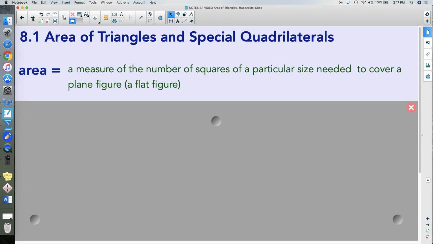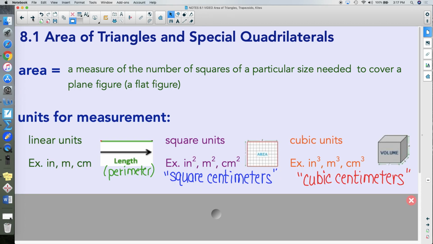We could make circular floor tiles, but they would have trouble fitting and covering that area. So squares fit within the shape and lock together, and therefore we could count the number of squares to fill any flat figure, and that would be reported as the figure's area.